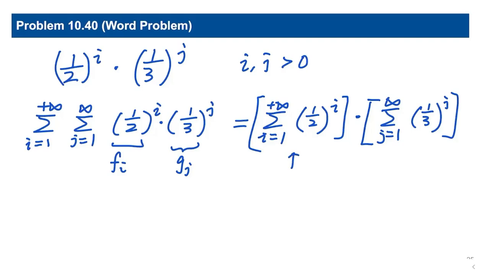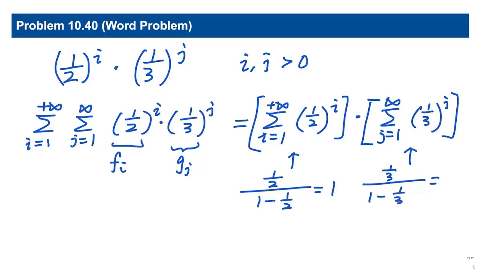The first factor is a geometric series. The first term is 1/2. The common ratio is 1/2. So the sum equals 1. The second factor is another geometric series. First term 1 over 3. Common ratio 1 over 3. So (1 over 3) over (2 over 3), which is 1/2. So the product is 1 times 1/2, which is 1/2.